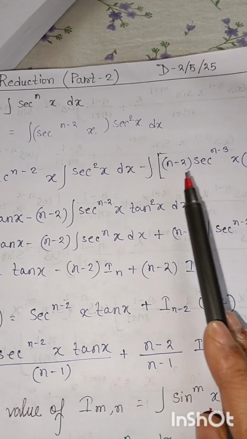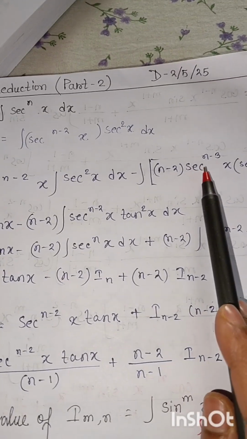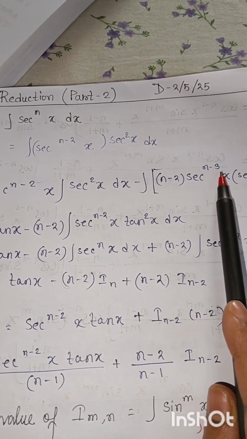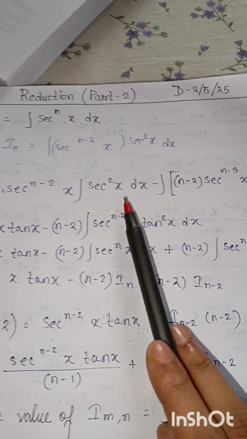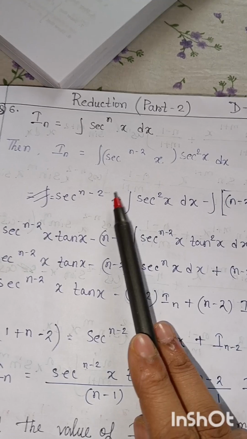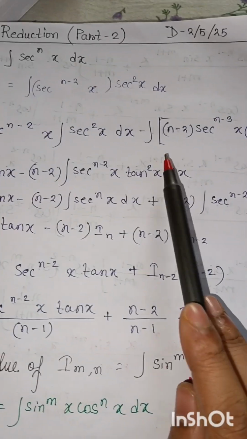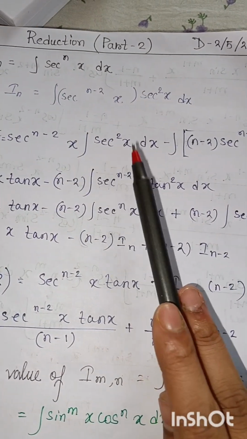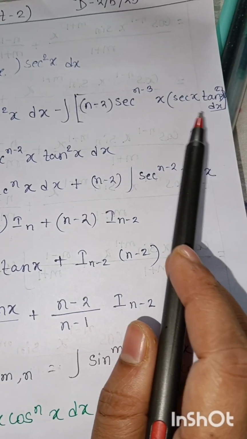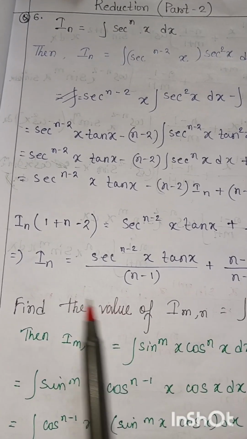We know that the derivative of x to the power n is n x to the power n minus 1, so x to the power n minus 1 means n minus 2 minus 1, that is n minus 3. And this is not x, it is sec x, so the derivative of sec x is sec x tan x. Finally, again the integration of sec square x dx is tan x, so that's why I write tan square x.